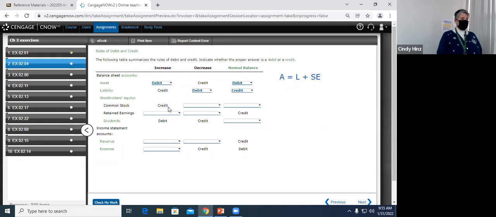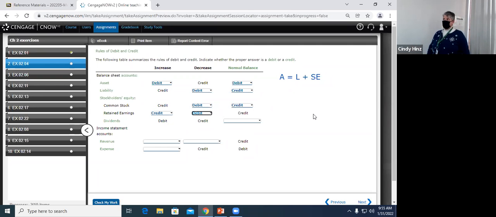Common stock increases on the credit side, so that must be the normal balance. And if it increases on the credit side, it must decrease on the debit side. How do we know that? Because it's an equity account and it's on the right hand or the credit side of the equation. Retained earnings is also on the credit side of the equation. So we know it increases on the credit side. We're already told that's the normal balance. And if it increases on the credit side, it must decrease on the debit side.